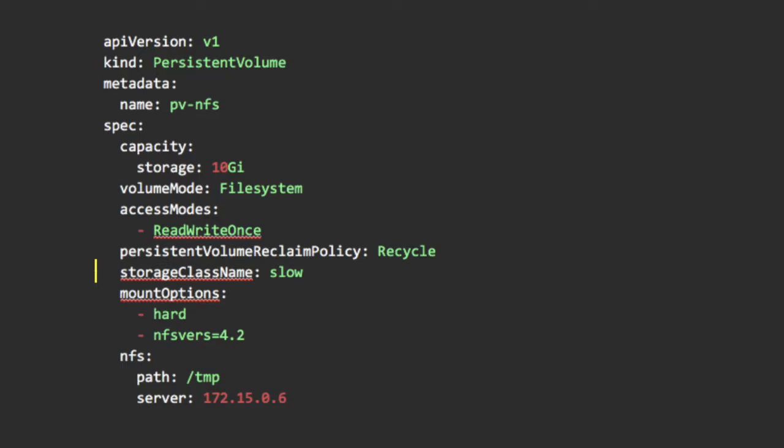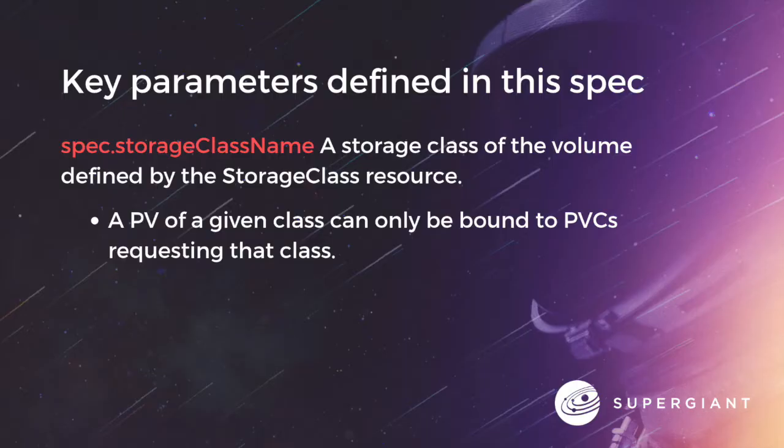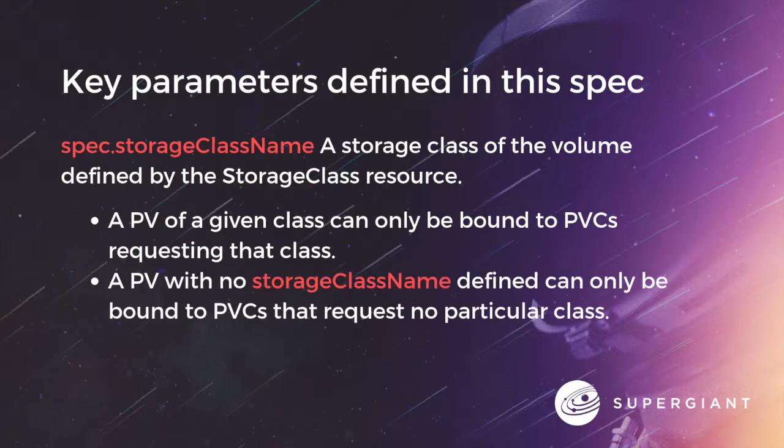Spec storage class name. A storage class of the volume defined by the storage class resource. A PV of a given class can only be bound to PVCs requesting that class. A PV with no storage class name defined can only be bound to PVCs that request no particular class.